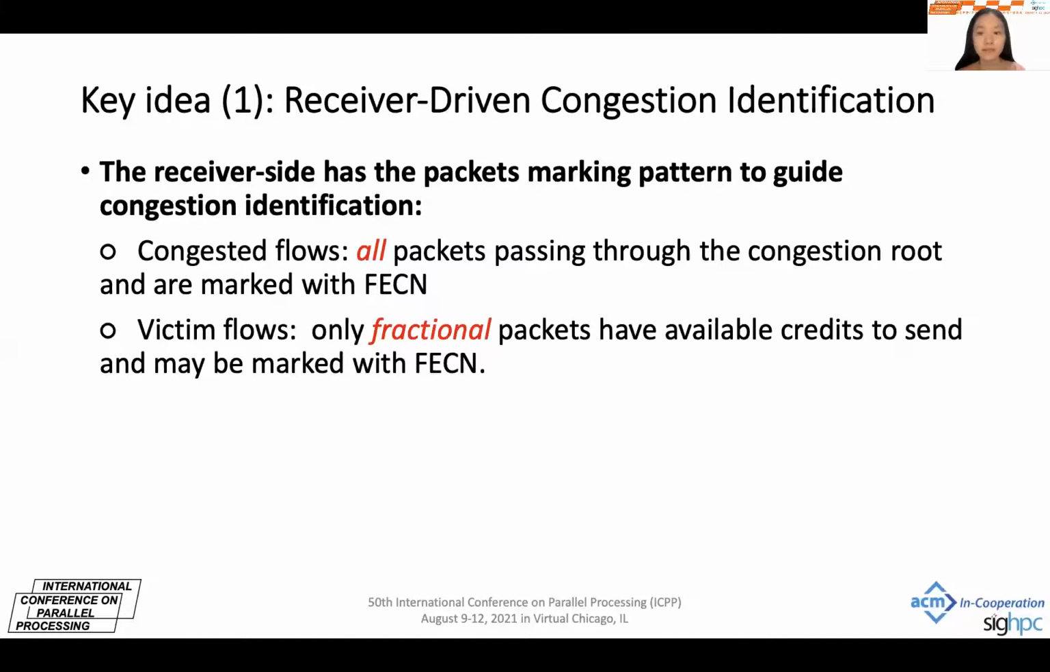The first key idea is receiver-driven congestion identification. In RRCC, the receiver side CA utilizes the feature of the packet marking pattern to distinguish between congested flows and weakening flows. In detail, for congested flows, all packets will pass through the congestion route and are marked with the FECN bit, while for weakening flows, only fractional packets may have available credits to send out and may be marked with the FECN bit.